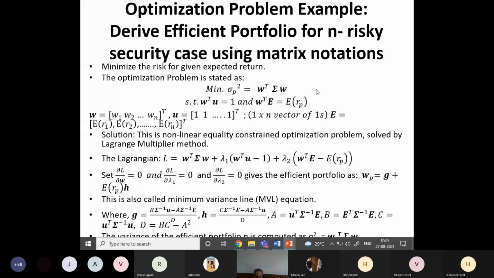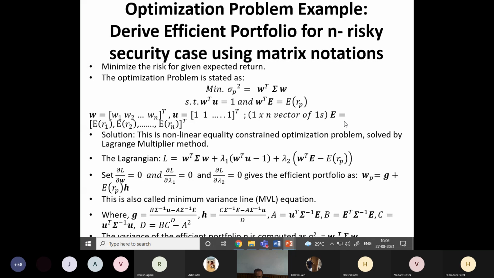Last time we solved one optimization problem, and here it is very similar. We have to minimize the risk, sigma p square, which we have already written in matrix form as W transpose sigma W, where sigma is the covariance matrix and W is the weight vector containing all the weights. U is a vector of all ones. It is written as 1 cross n, but it should be an n cross 1 vector, so please correct it.